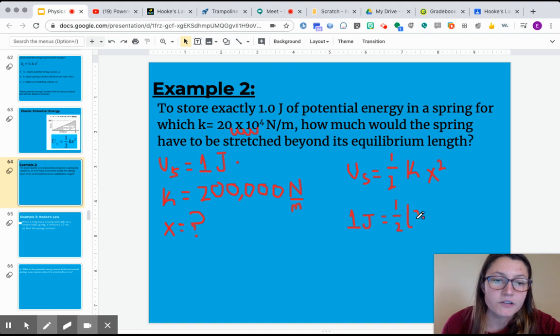To fit it on the screen, I'm going to write it in scientific notation: 20 times 10 to the 4 newtons per meter. And then we're going to multiply by x squared. So we're leaving what we don't know as a variable. Ooh, that looks like a monster M. That should be an M.